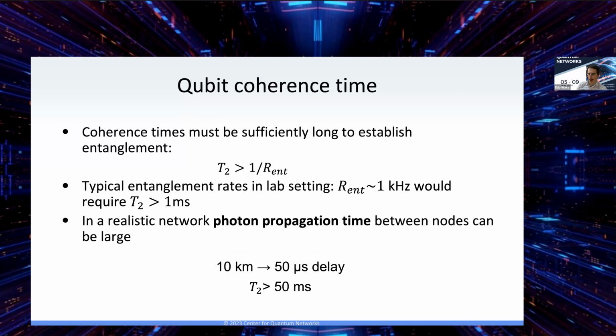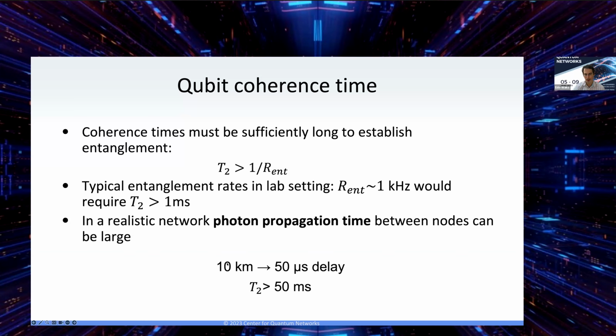And that depends on the channel losses. The more loss you have in a channel, the more time it'll take you to succeed and establish the entanglement. So when you're asking how much coherence time do I need, the answer is it depends on how lossy your channels are. And it also depends on how far apart they are, because in a realistic network, photon propagation time between nodes can be large.